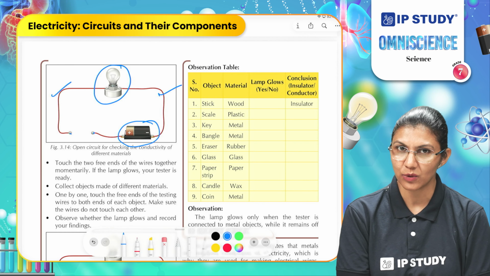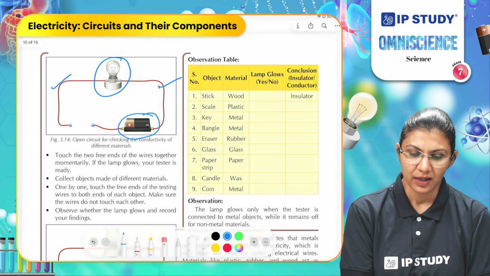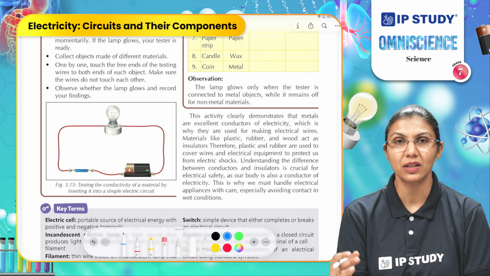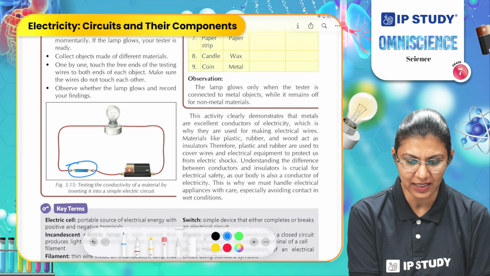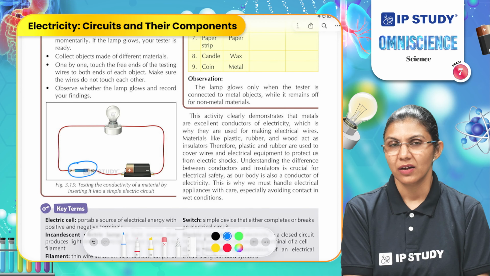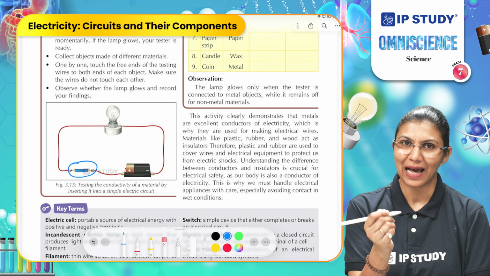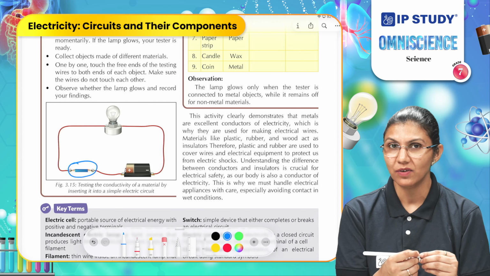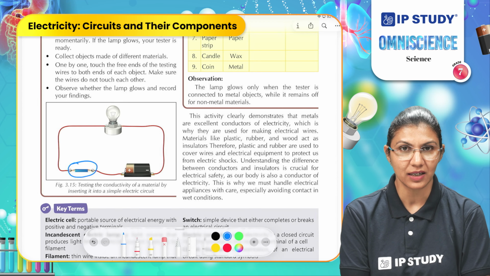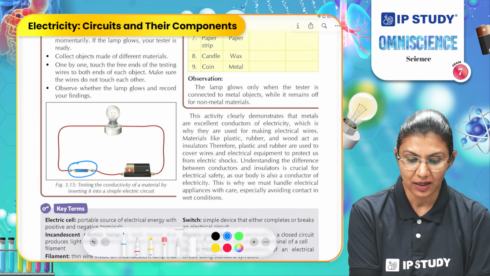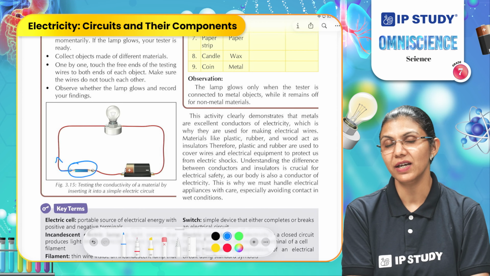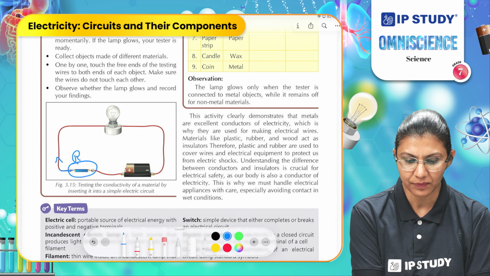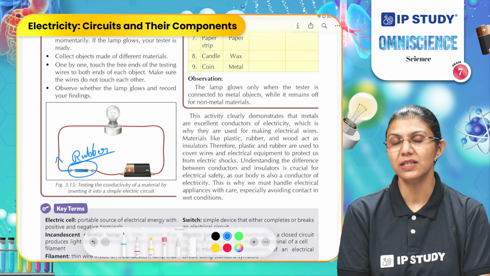So, here the switch is not used, the open terminals are left there so that we can connect different materials and we can test whether they are good conductors or they are insulators. So, here you can see a pencil is connected here. In a pencil, there is a black lead inside the pencil that conducts electricity. It is made up of graphite. So, graphite is a good conductor of electricity which completes the flow of the current when it is connected between these two terminals.